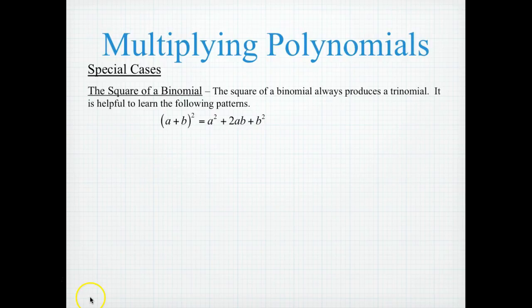So when you have a square of a binomial, we take the square of the first term, we double the product of the two terms, and we square the last term. A squared plus 2ab plus b squared.